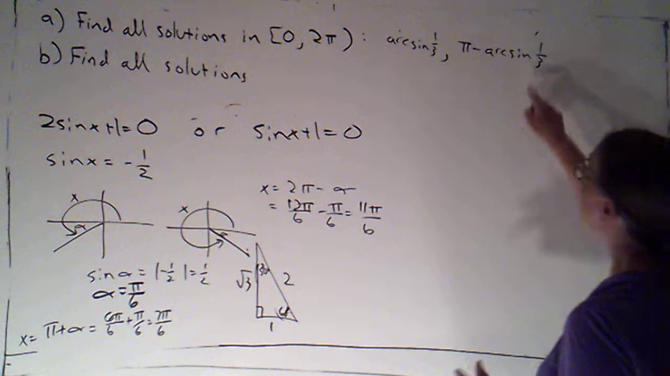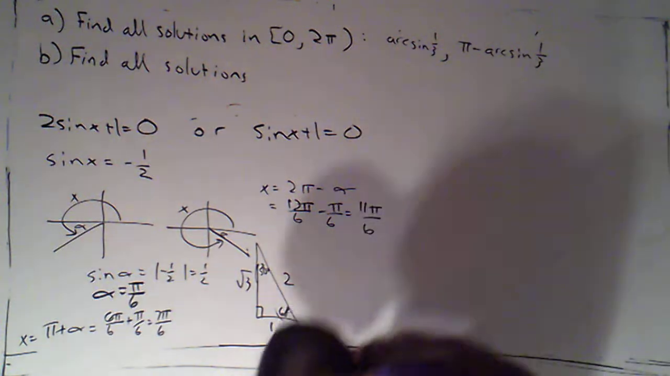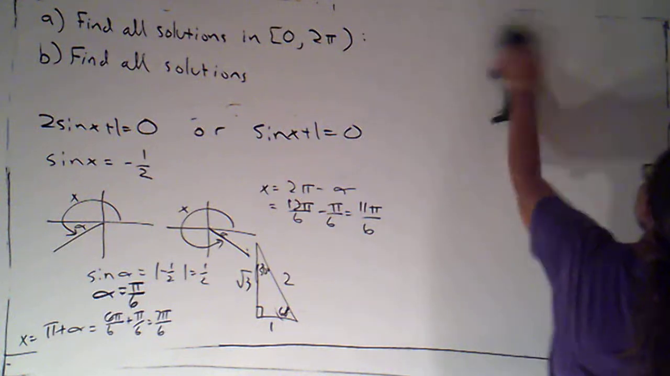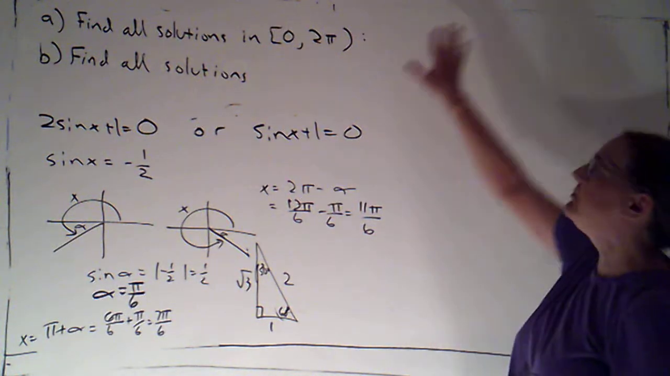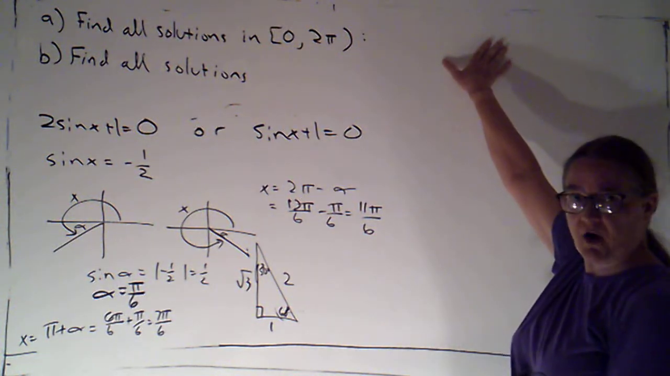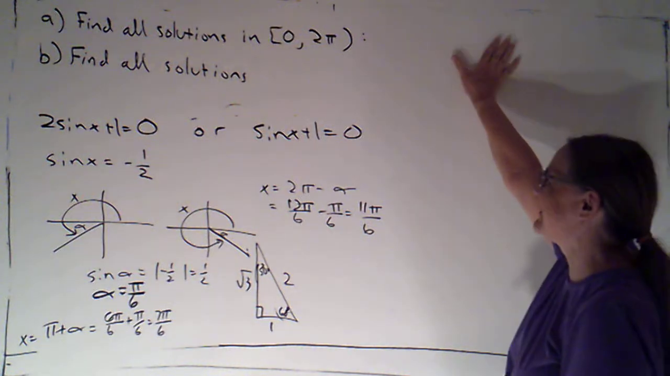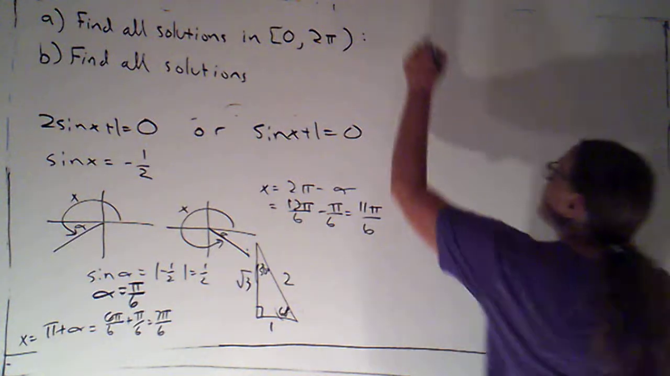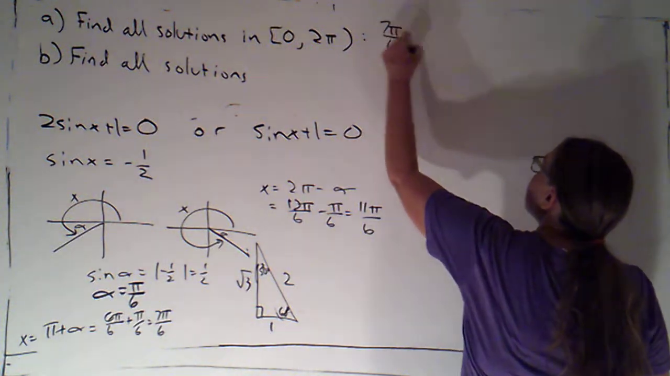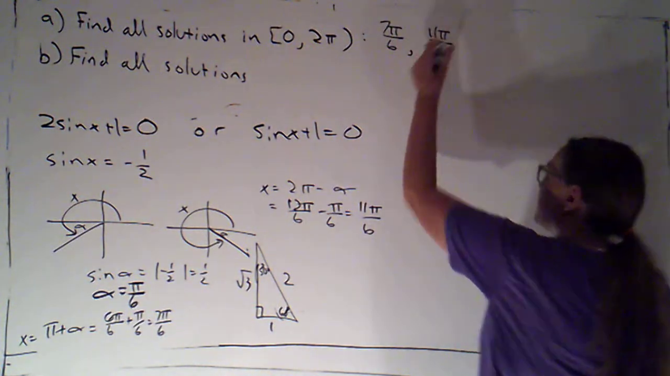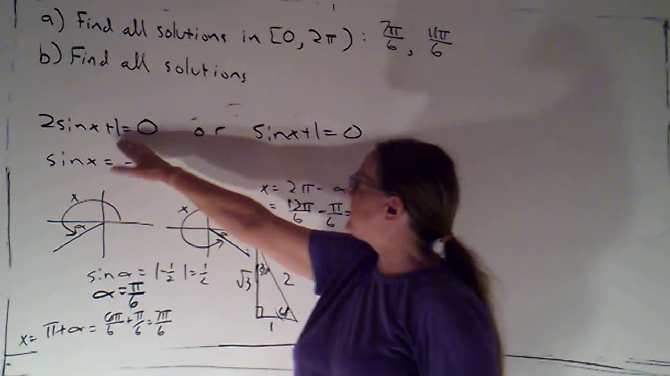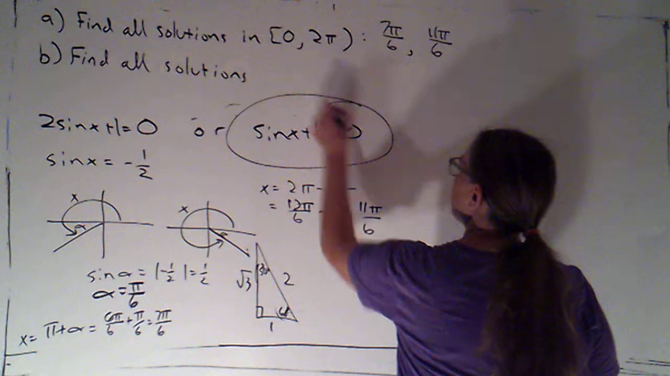Excellent. So I'm going to put, whoops, oh my, I still have up the answer to the last problem. That was completely irrelevant to this problem. I should have erased that first. Sorry about that. Okay, so I'm going to list those as two of my solutions, 7 pi over 6 and 11 pi over 6. Those are two of my solutions in this interval, but that was just dealing with this factor. Now I've got to deal with this other factor.